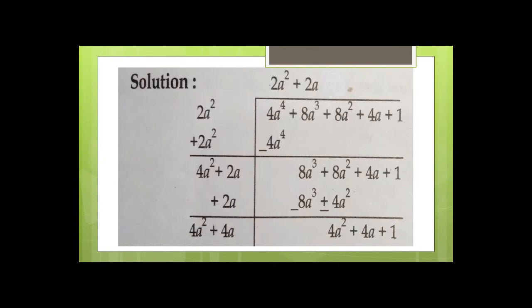Now what you will do, you will copy down all the remaining part of the given polynomial, that is 8a cube plus 8a square plus 4a plus 1. So here the first term is 8a cube. Now divide 8a cube with 4a square, and you will get 2a. So write 2a 3 times.